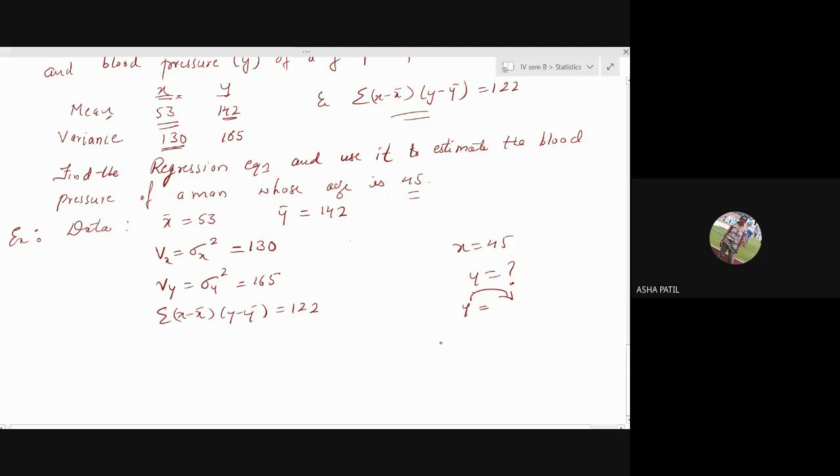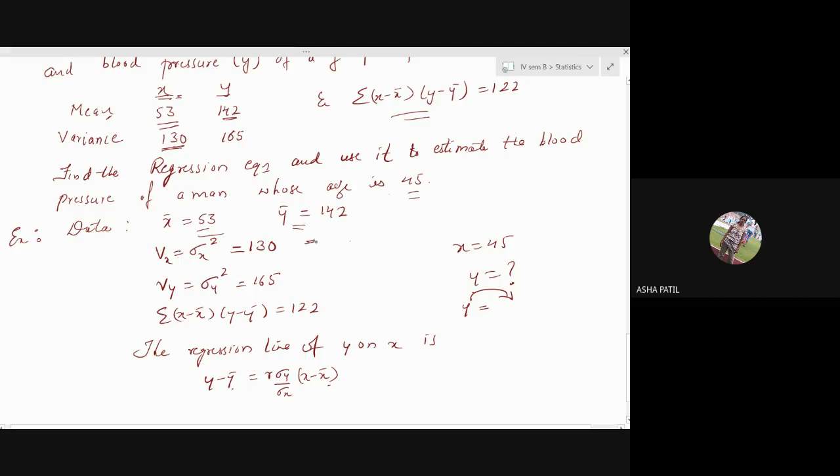So for that, what's the regression line? The regression line of y on x is y minus y bar is equal to r sigma y by sigma x into x minus x bar. This is your equation. So we know x bar, we know y bar. These two quantities are known to us. Even we can find sigma x.